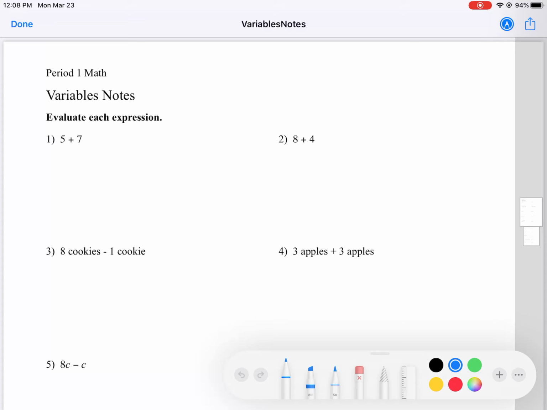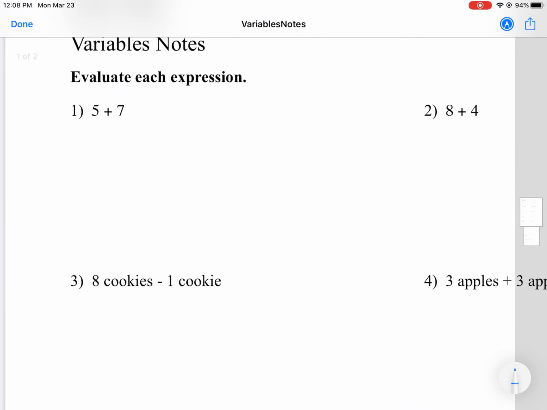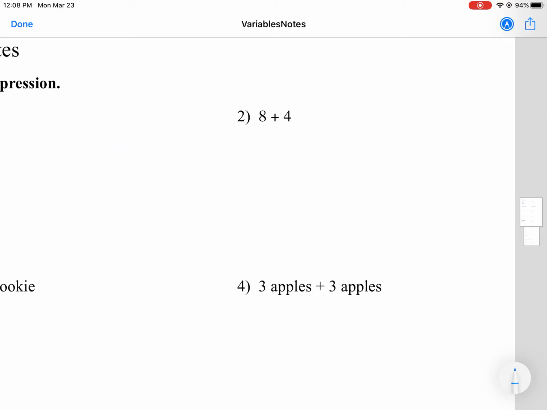So, let's take a look at some basic problems right here. Number 1, number 2. So we're getting into adding variables now, but I just want to show us the correlation between adding regular numbers and then adding variables. So 5 plus 7 for number 1, that's 12. Number 2, 8 plus 4, would you look at that again? It's 12.